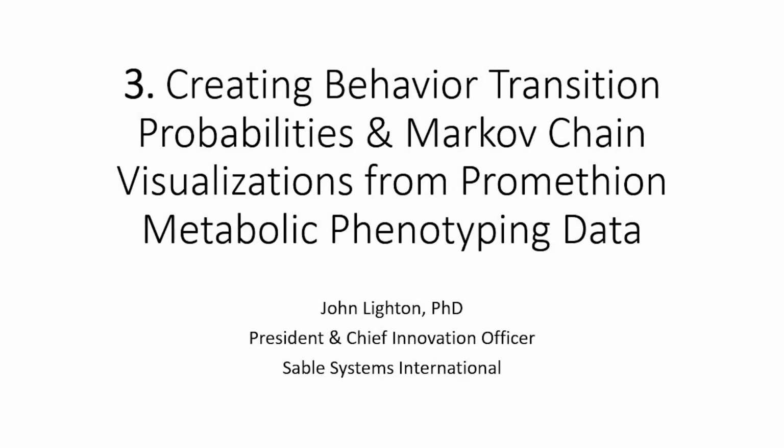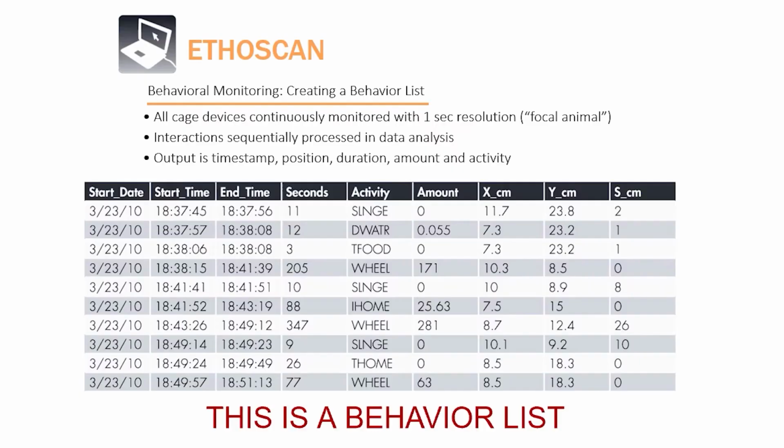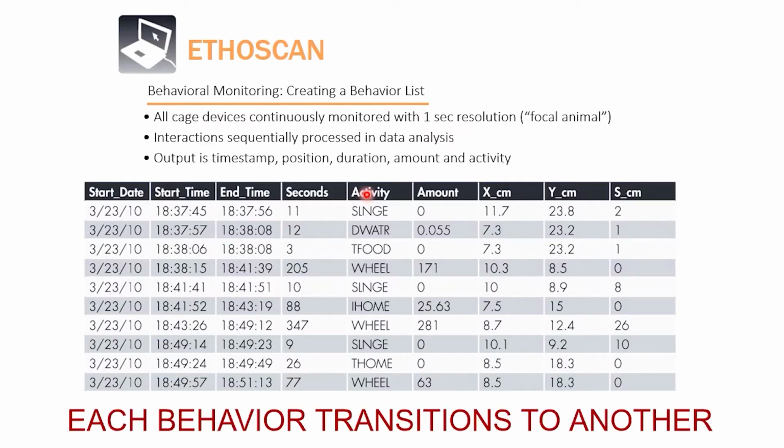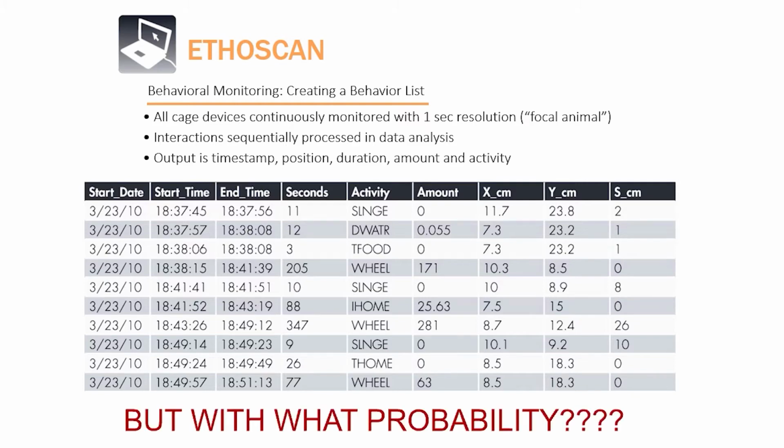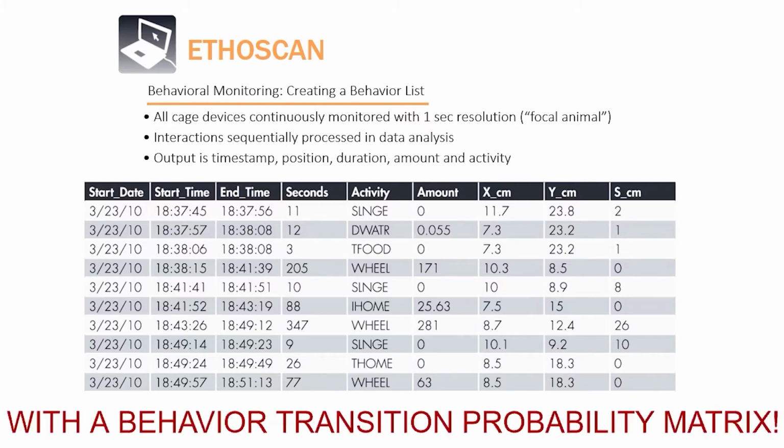In the third and last video, we're going to show you how to create behavior transition probability matrices and Markov chain visualizations from your behavior lists. Just to refresh your memory, here's a behavior list, and as you can see, each behavior will transition to another behavior, and what we're interested in is the probability of that transition. How do we visualize that?